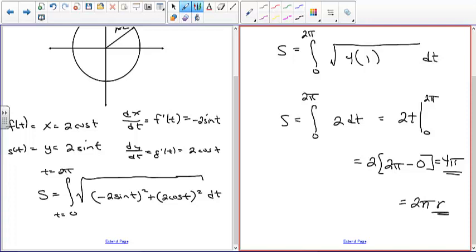Now if we had done it using the rectangular form, that would have been a lot harder as far as coming up with the solution. But by writing the curve in parametric form, the problem ends up being easier.